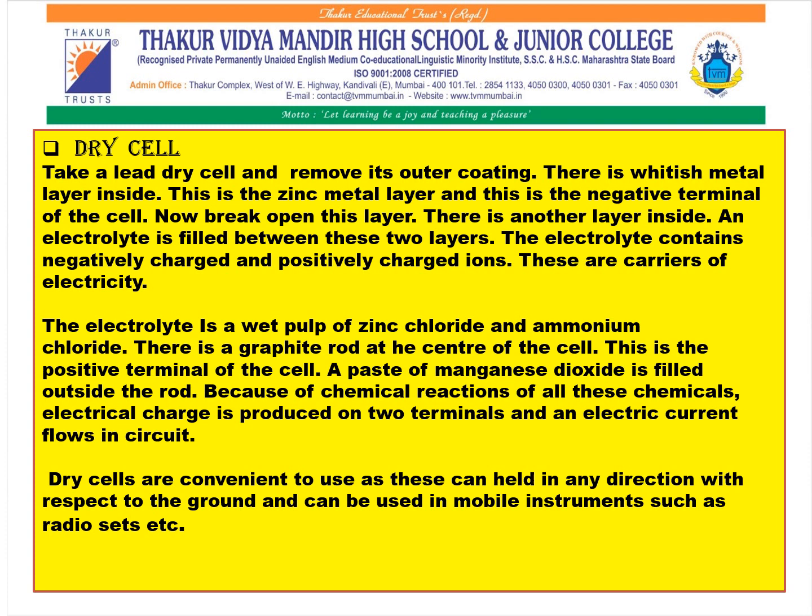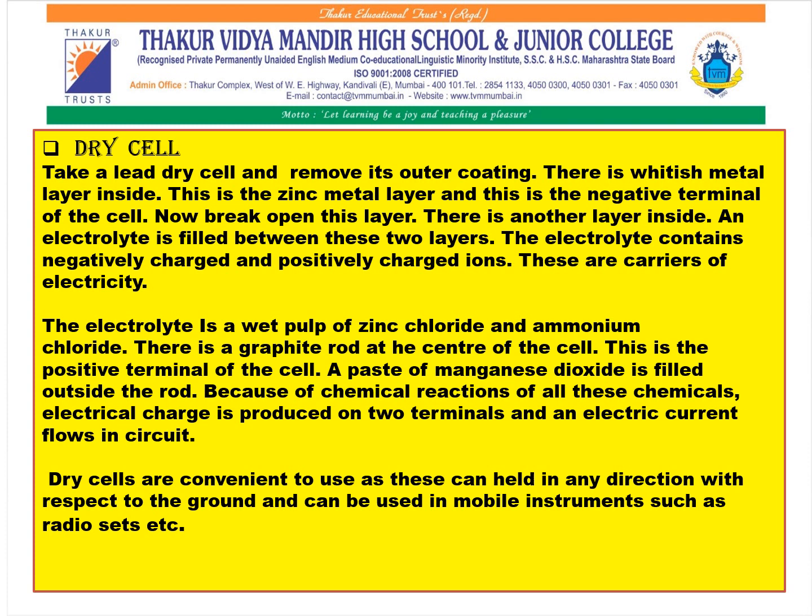Now break open this layer. There is another layer inside. An electrolyte is filled between these two layers. The electrolyte contains negatively charged and positively charged ions, and these ions are the carriers of electricity. Now what is that electrolyte? The electrolyte is a wet pulp of zinc chloride and ammonium chloride.